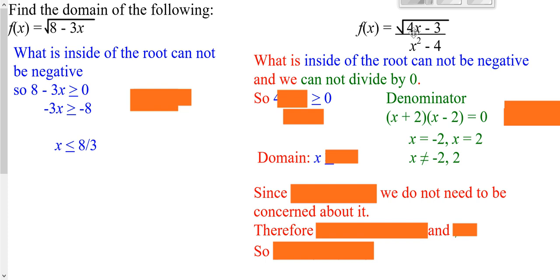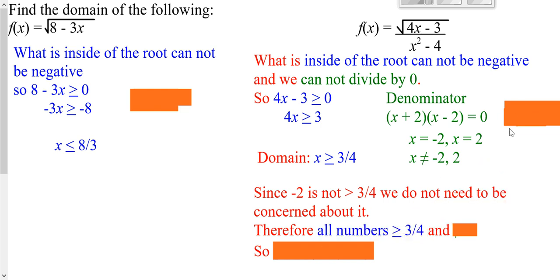And what's inside of your root can't be negative. So we're going to take our 4x minus 3, can't be negative, means greater than or equal to 0, and then we solve that by adding 3, dividing by 4, and we get x greater than or equal to 3/4. So if we're greater than or equal to 3/4, I'm not going to be real concerned about my -2, because I can only use numbers greater than or equal to 3/4, and -2 is not. So I only have to be concerned about being greater than or equal to 3/4 and not equal to 2.